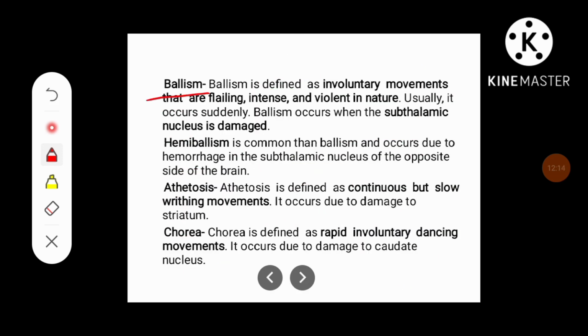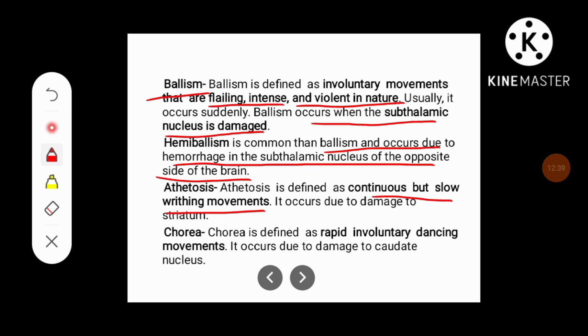Ballism. Ballism is defined as involuntary movements that are flailing, intense, and violent in nature. Usually, it occurs suddenly, and ballism occurs when the subthalamic nucleus is damaged. Hemiballism is more common than ballism, and it occurs due to hemorrhage in the subthalamic nucleus of the opposite side of the brain. Athetosis is defined as a continuous but slow writhing movement. It occurs due to damage to the striatum. Chorea is defined as rapid, involuntary dancing movements, and it occurs due to damage to the caudate nucleus, as it is seen in rheumatic fever or Huntington's chorea.